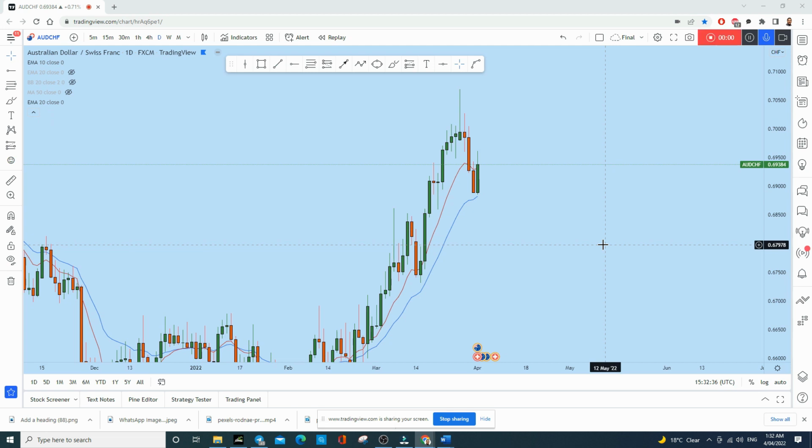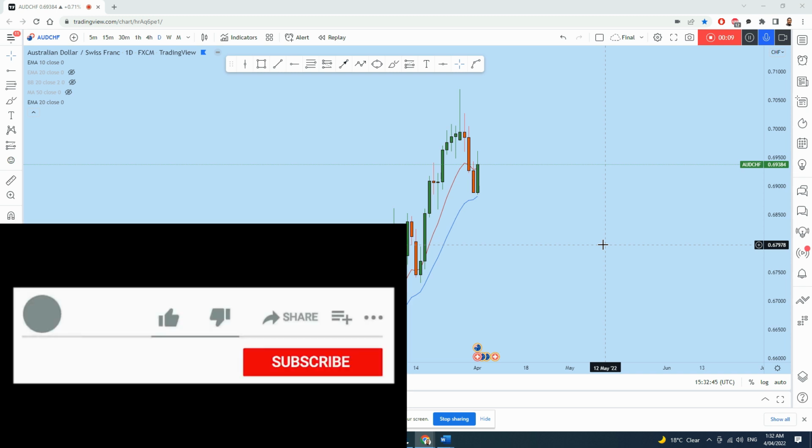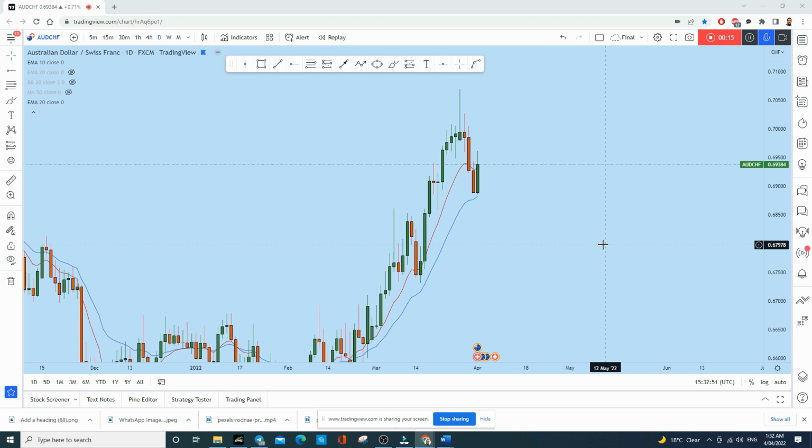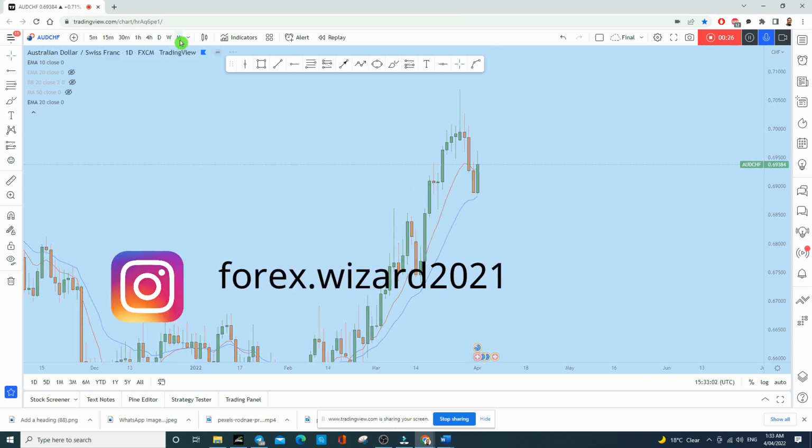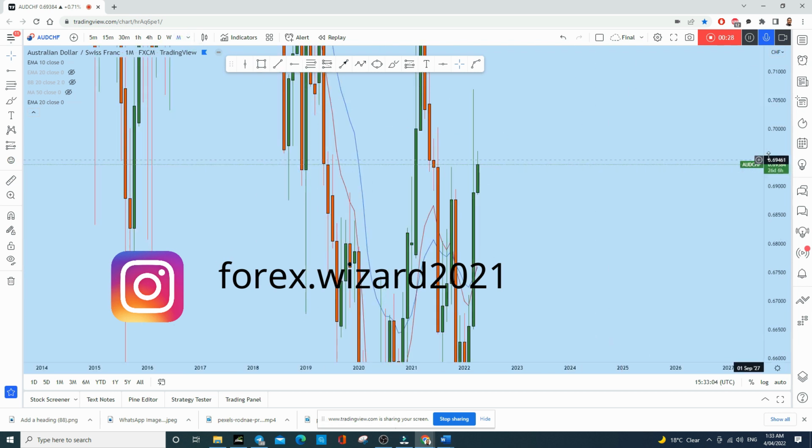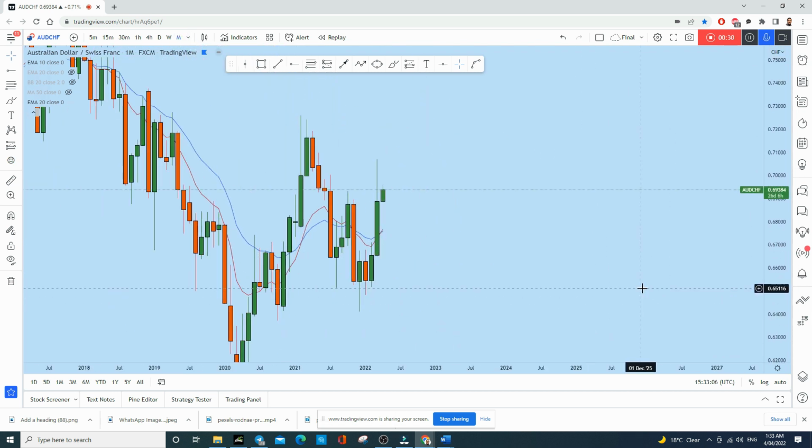What's up, traders? So let's do a complete multi-time frame analysis of AUDCHF. What you see on the screen is the AUDCHF daily chart. In this daily chart, we see a nice trading signal, a trading opportunity. Before I explain what this trading opportunity is, let me give you a complete multi-time frame analysis, and then we'll come back to this time frame and the lower time frame to see how we can trade it.